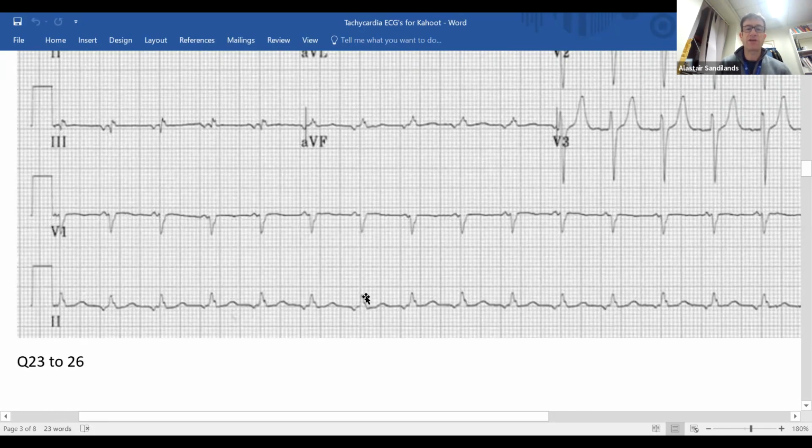This is firing off, going to the ventricles, firing to the ventricles, firing to the ventricles. And it's the same P wave shape all the way along. And the QRS is the same all the way along as well. So conduction down from the AV node is the same every beat.